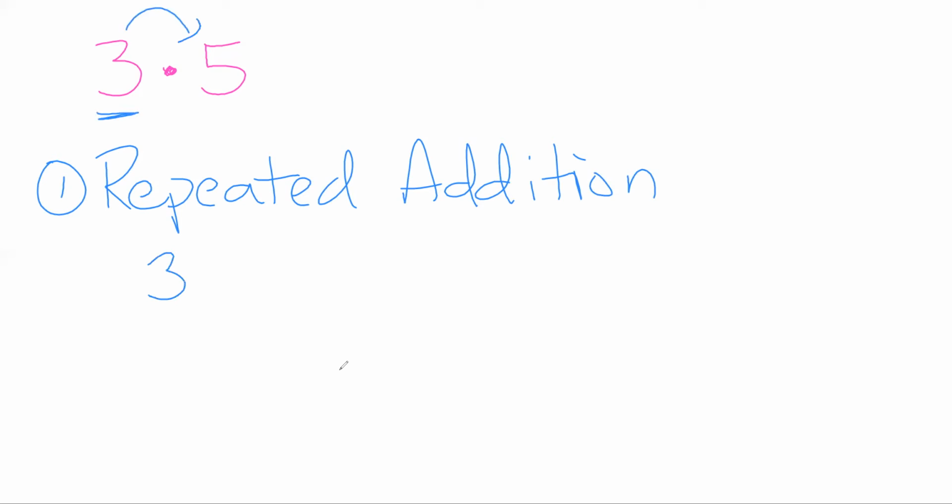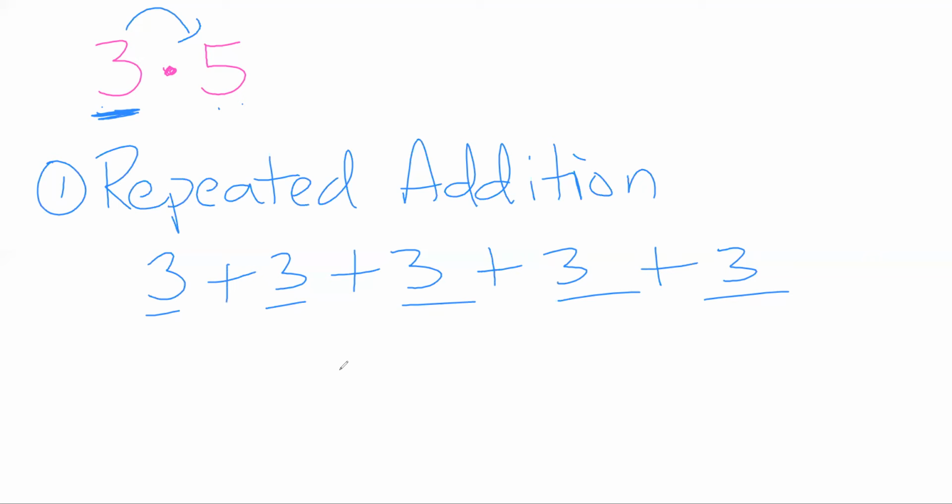So that would be 3. There's 1 three. There's 2 threes. There's 3 threes. There's 4 threes. There's my 5th three. So 3, 5 times. And really then that is the whole idea of just adding these together.